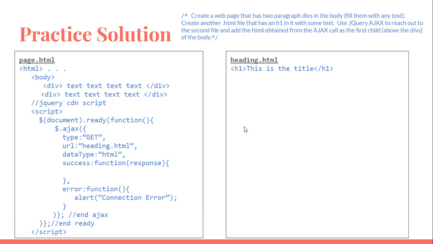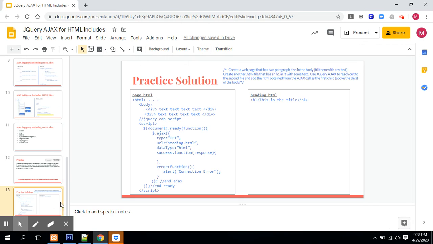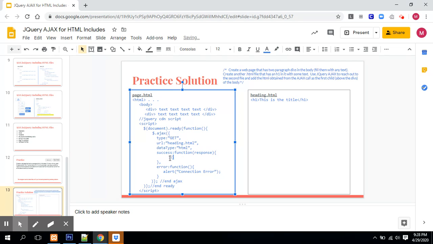I'm going to reach out to heading.html, and what's going to happen in this success function that I didn't write here is that it's going to say, all right, go to the body and prepend response. So it should say $body.prepend, and then in the parentheses of the prepend, we get the response. Let me just do that right here so you can see it happen. So it's $body.prepend(response).